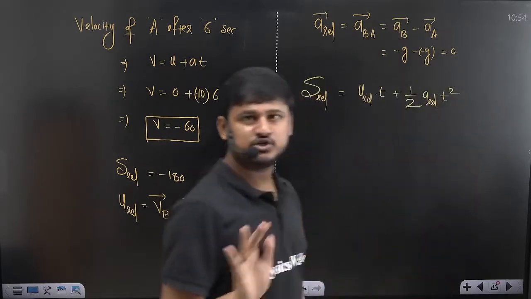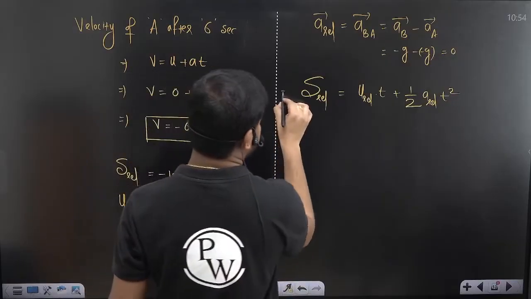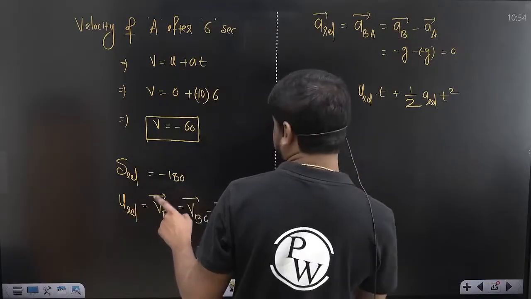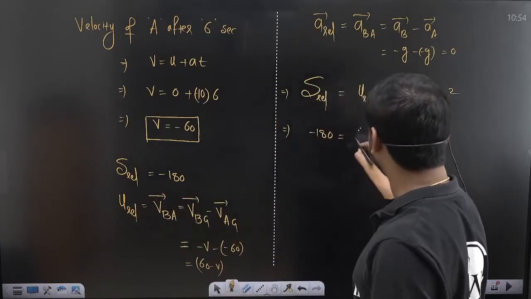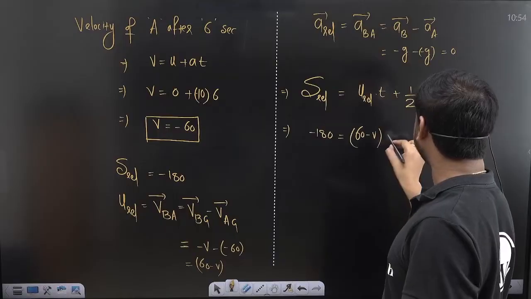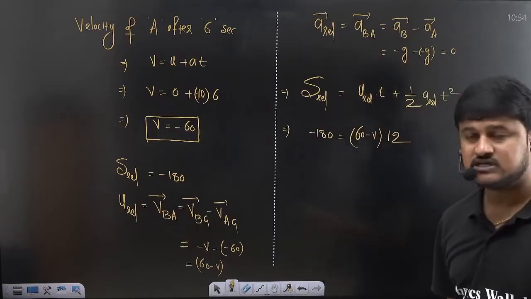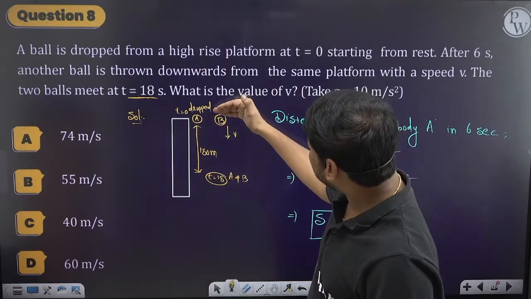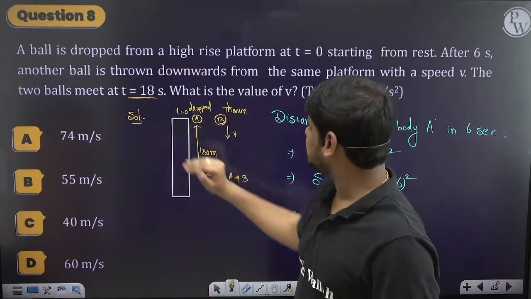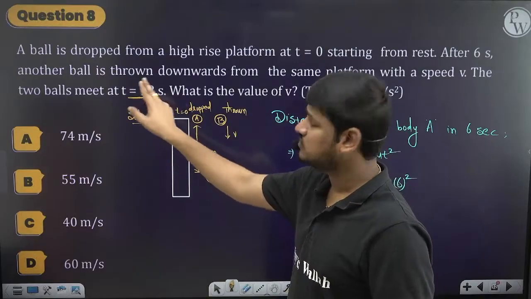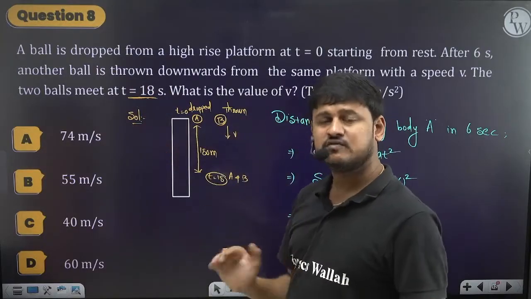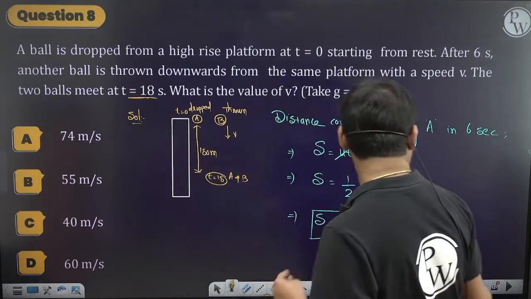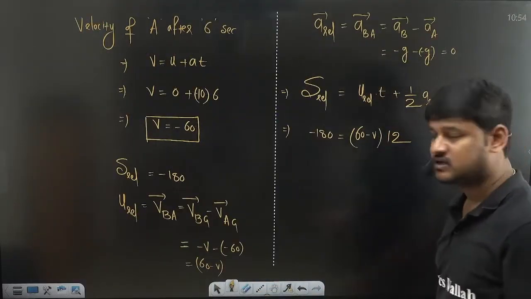This is a concept you should understand. So what is S relative here? The S relative is minus 180. And then U relative is 60 minus V. Time taken, let it be 12 seconds. Why 12 seconds? Because the body A has already covered 6 seconds, and body B is taking 12 seconds to reach the body A, right? So body A, how much distance did it cover? Relatively 180. So that's what we substituted.